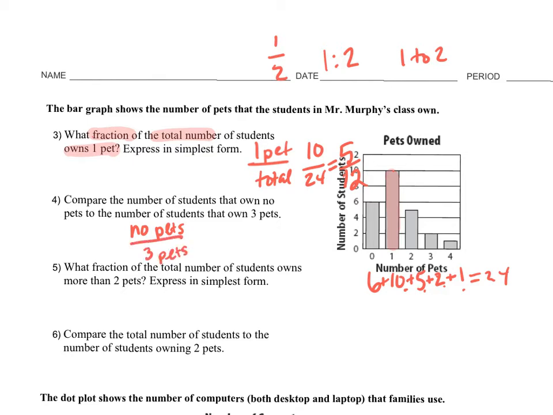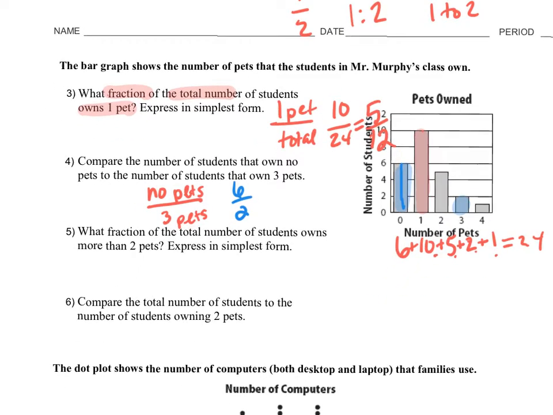So no pets is how many? 6, right? And then 3 pets is 2. So if I could break that down just a little bit more, I would say 3 times as many people don't have any pets versus those that have 3 pets. I need to be able to make an inference with it, like, okay, this means this. So 3 times as many people have no pets as they do 3 pets.